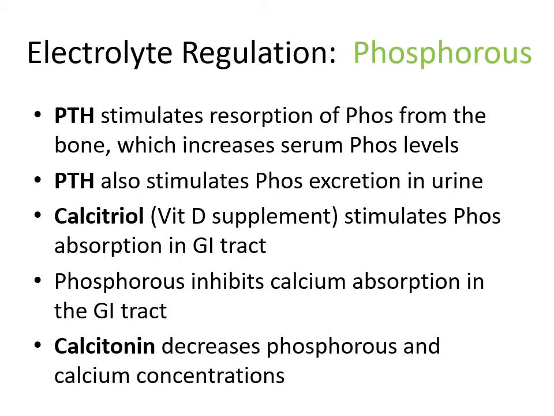So parathyroid hormone stimulates the resorption of phosphorus from the bone, which increases serum phosphorus levels. Parathyroid hormone also stimulates phosphorus excretion in the urine, and calcitriol, which is from our active vitamin D, stimulates phosphorus absorption in the GI tract. Now, phosphorus again is going to compete and inhibit absorption of calcium in the GI tract, and calcitonin decreases phosphorus and calcium concentrations.